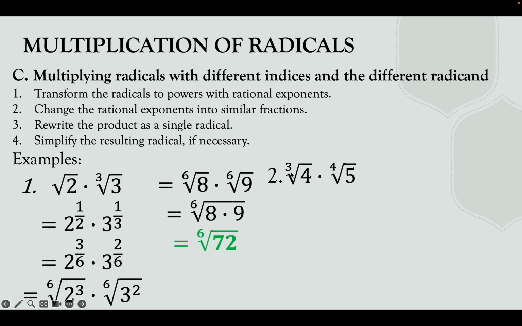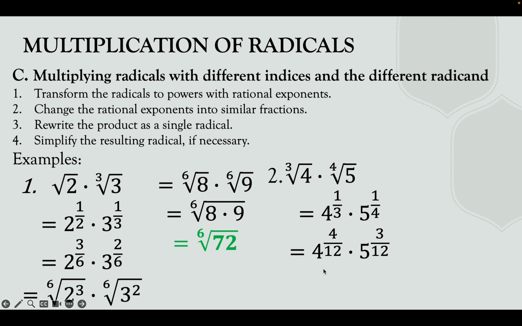Next, we have cube root of 4 times 4th root of 5. So we have different indices and different radicands. So change this one into powers with rational exponents. So we have 4 raised to 1/3 times 5 raised to 1/4. Find their common denominator. We have 12. So 12 divided by 3, we have 4 times 1, we have 4. 12 divided by 4, we have 3 times 1, we have 3.